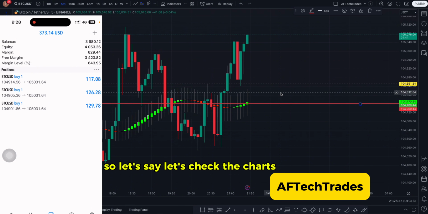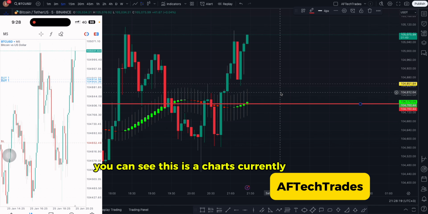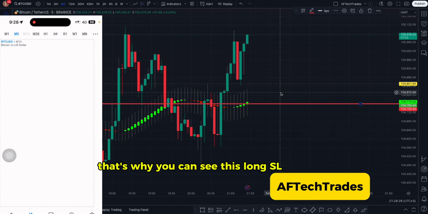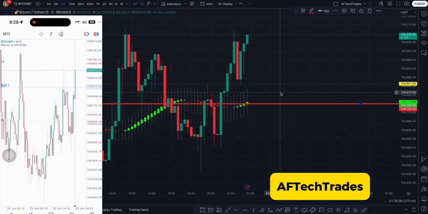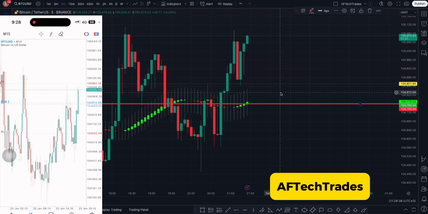So let's check the charts. You can see this is the chart currently. This is the chart on BTC. This is our SL because we didn't enter very well early. That's why you can see this long SL. Normally, if we enter early, your SL should be shorter.